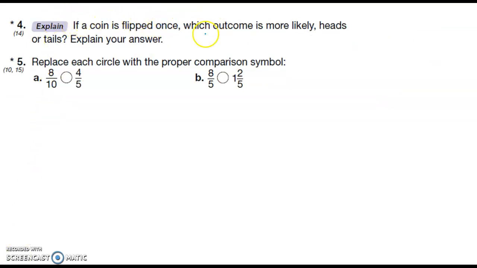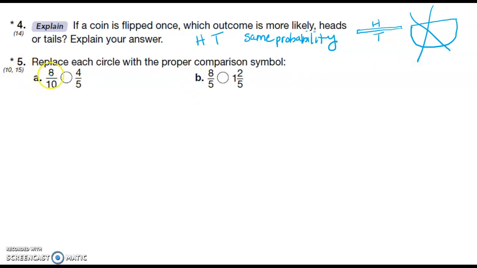If a coin is flipped once, so a coin has heads and tails. Those are the only 2 outcomes. Which outcome is more likely? Well, neither. They have the same probability. Now, we're talking like a coin that is flat on both sides and of some sort of width that has heads on one side and tail on the other. Now, if you have some weird, strange coin, it's not going to be 50%, okay? But that's not what we're talking about.